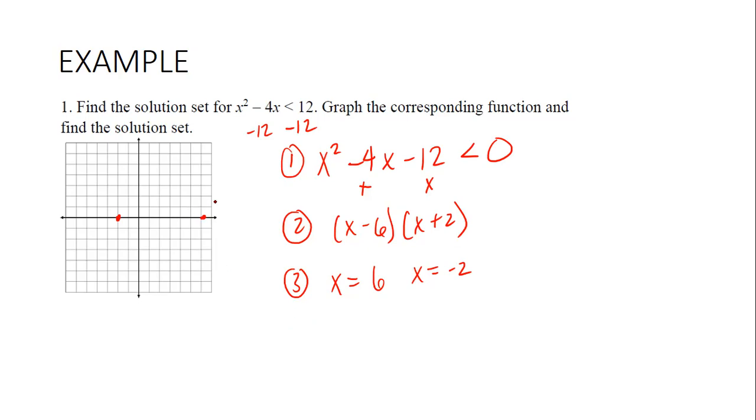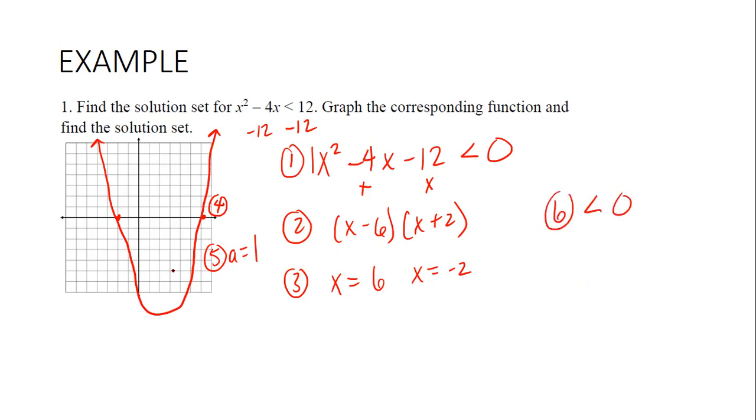And because my a value is concave down, a equals, no, it's up. My a value is 1. I was like, wait. So it's concave up, and it'll be doing something like this, and coming up. Did I really need a calculator? No. And I'm looking for when it's less than 0, so below the x-axis.